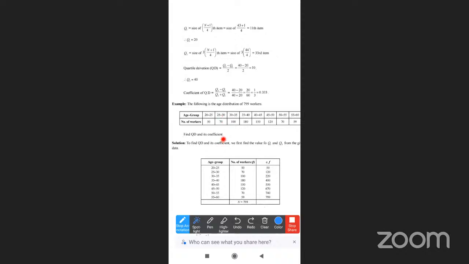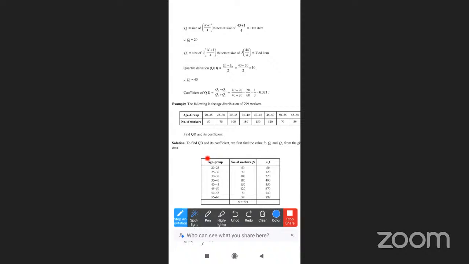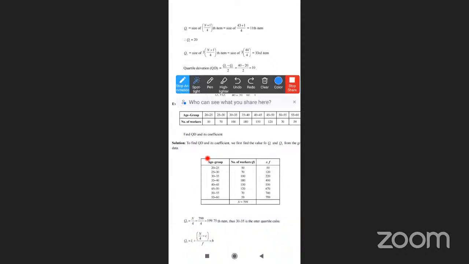You find the QD means it is the absolute measure of dispersion. Find its coefficient means you can find the relative measure of dispersion. To find QD and its coefficient, we first find the values for Q1 and Q3 for the given data. Now, first of all, you construct the CF. Here is 50, 50 plus 70, 120, like you should get the value. So this is 799.